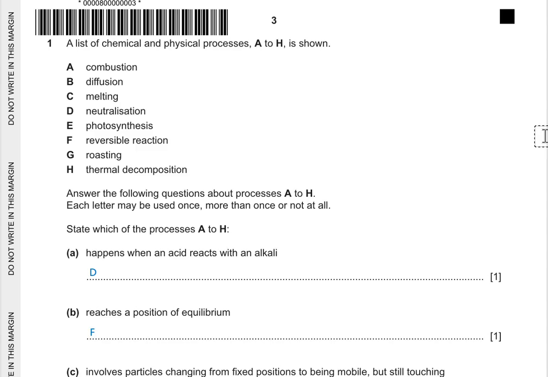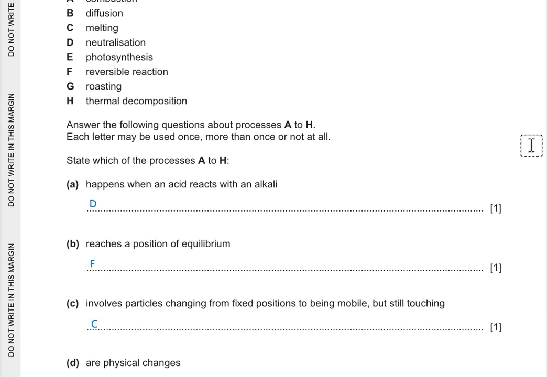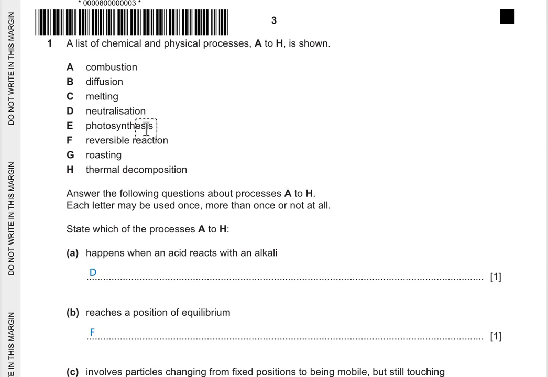A list of chemical and physical processes, A to H, is shown. A, combustion. B, diffusion, melting, neutralization, photosynthesis, reversible reaction, roasting, thermal decomposition. So we have to answer the following questions about the processes, and we either use the letter once, more than once, or not at all. So A happens when an acid reacts with an alkali. That's obviously going to be neutralization.